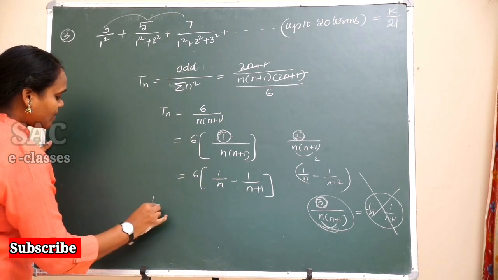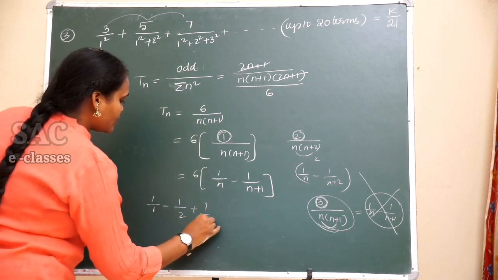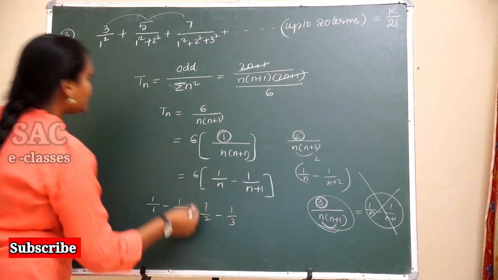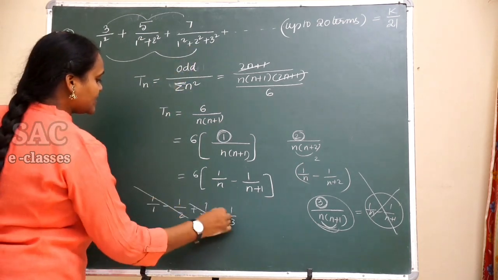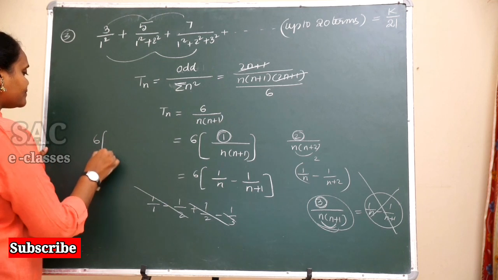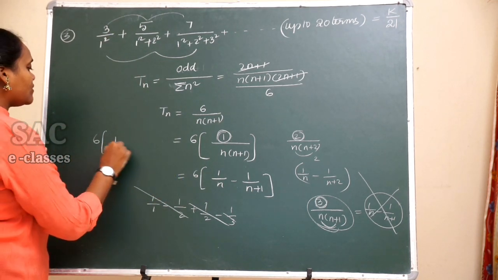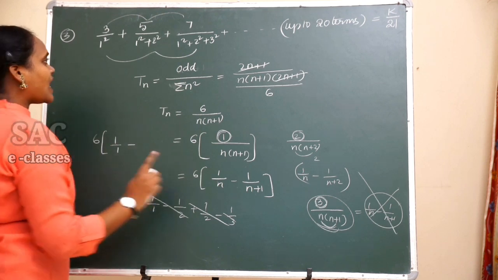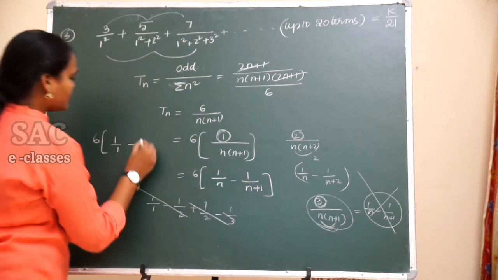Clearly, 1 by 1 minus 1 by 2, plus 1 by 2 minus 1 by 3, and so on. Simply I am expressing all these. Clearly I can write it as 6 into, what is the first term? 1 by 1 minus, what is the last term? The 20th term, so 1 by 20 plus 1.